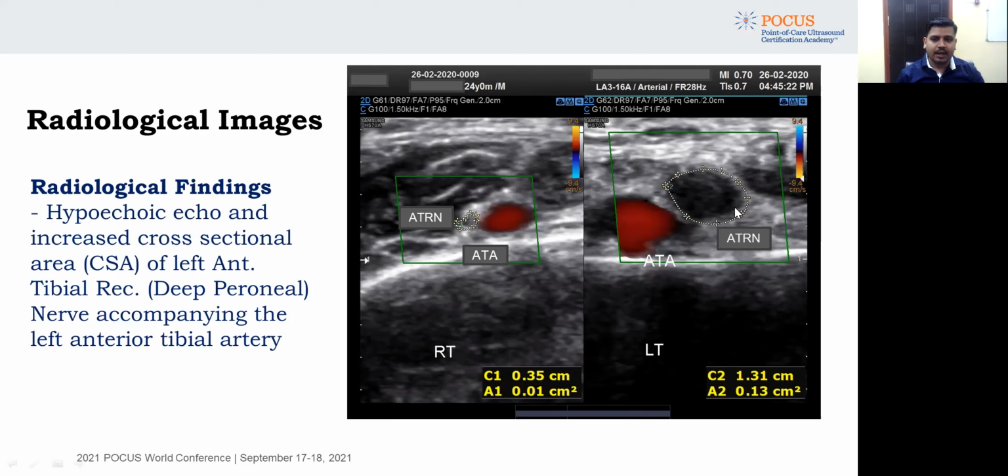Comparatively, the left anterior tibial nerve, or deep peroneal nerve, is showing hypoechoic echo and significantly increased cross-sectional area. Multiple prominent hypoechoic nerve fascicles can be seen as hypoechoic dots over here.